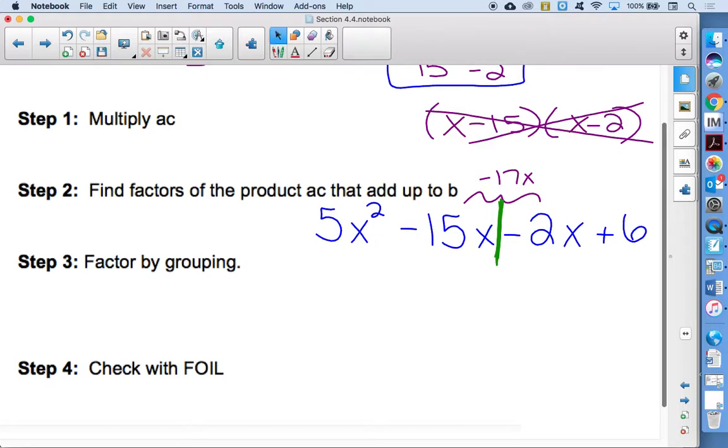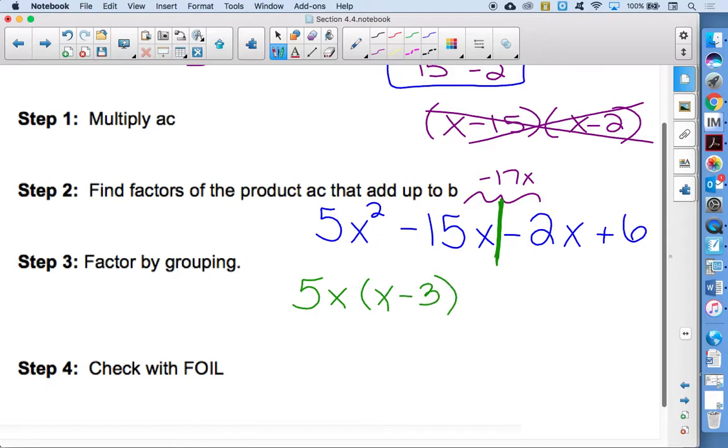So if you look at just the first 2 terms here, what do 5x squared and negative 15x have in common, Julia? 5x. So factor by grouping is really taking the GCF out of the 2 pieces that are in the front. And Julia, if you take that out, what do you end up with? Yeah, you get x minus 3. So you're taking the GCF out, and you get x minus 3.